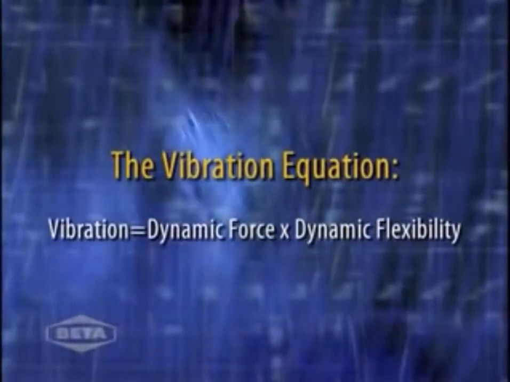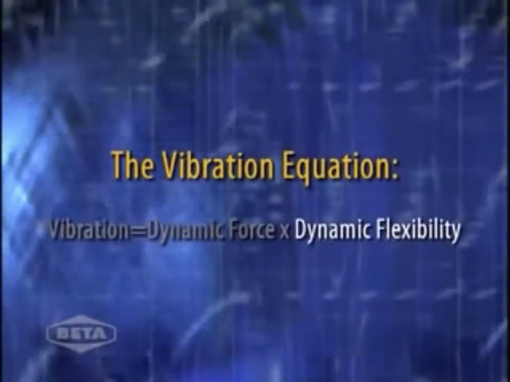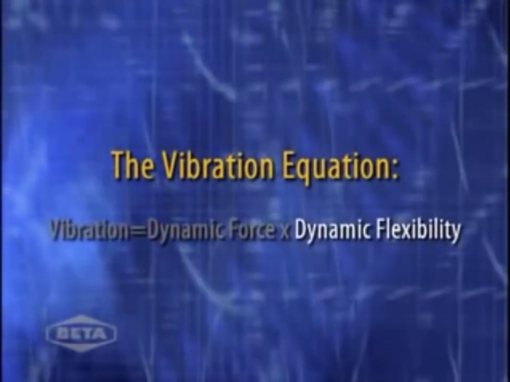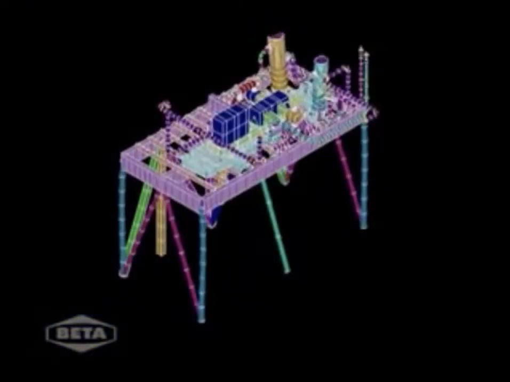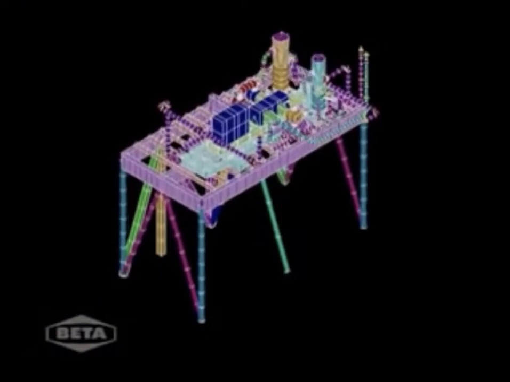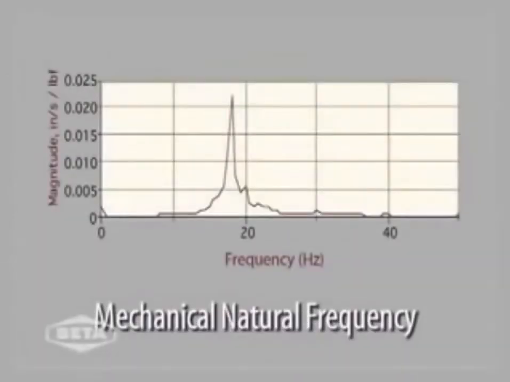Dynamic flexibility is the other factor in the vibration equation. Dynamic flexibility refers to the flexibility at different frequencies. A support might be stiff at one frequency and be very flexible at another. The frequency at which a structure attains its flexibility is referred to as its mechanical natural frequency, or MNF. Every system will have at least one MNF. It can have several. We'll see some examples in a moment.